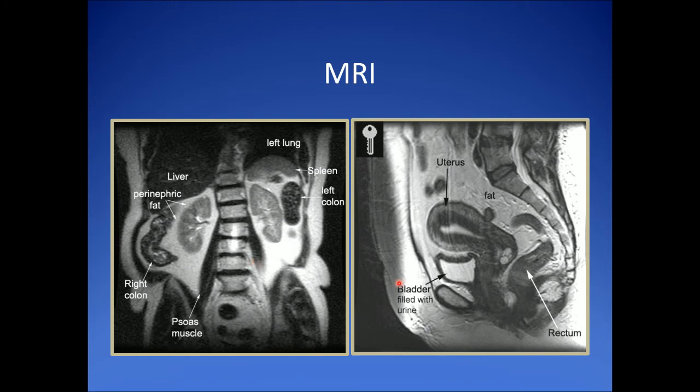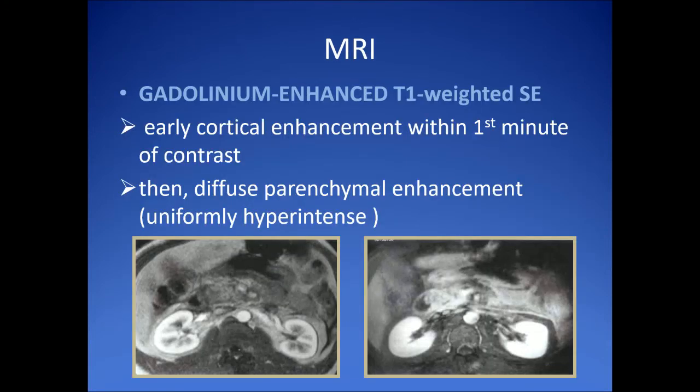So on a sagittal scan, one could see the urinary bladder with the uterus superiorly. We also use contrast material in MRI. It is called gadolinium. So upon injecting the contrast, you could see early cortical enhancement, and then it will diffusely enhance the entire parenchyma.